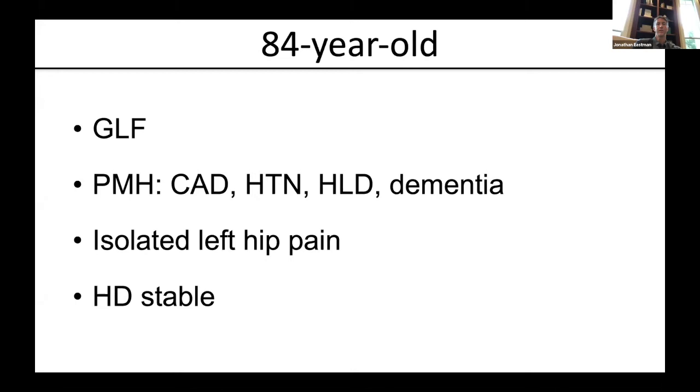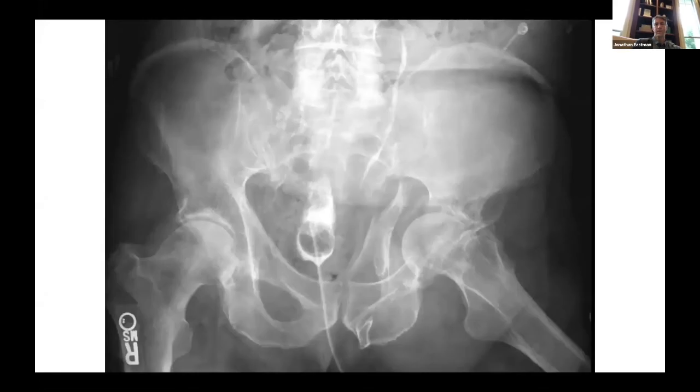And so our patient here is an 84-year-old with some medical problems, as you see listed, primarily I think with his heart, hypertension, and then some dementia. He had a ground level fall with some isolated left hip pain. He is stable otherwise, but here's his injury, AP pelvis in the ER.